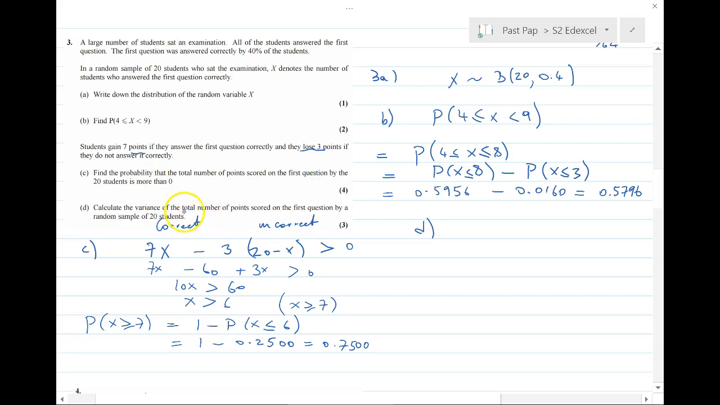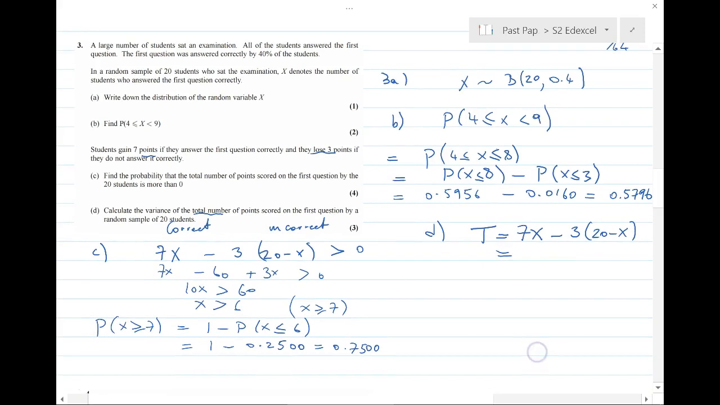It says calculate the variance of the total number. Let's call that T. So it's just the T being this amount here. It's the total score. So T is equal to 7 times the correct answers, take away 3 times the incorrect ones, which we've already seen simplified. Well, let's do it again. 7x minus 60 plus 3x. So that equals 10x minus 60.